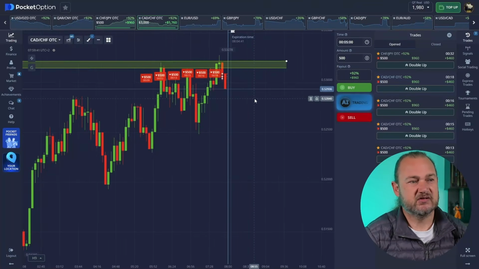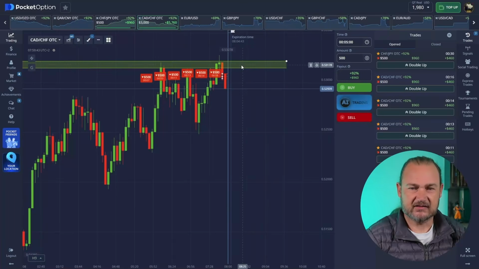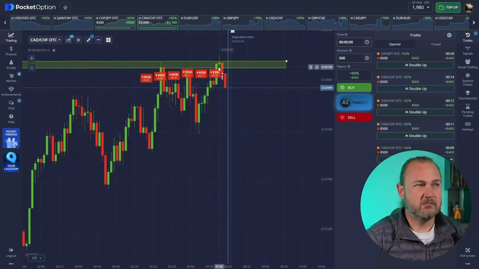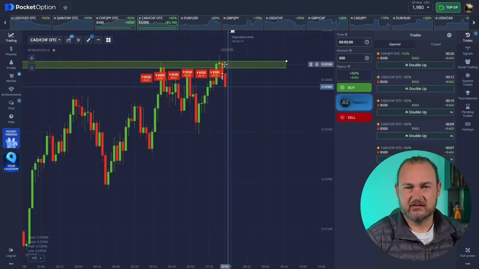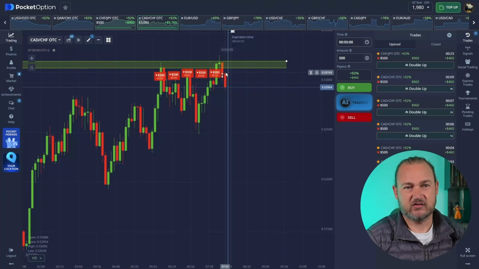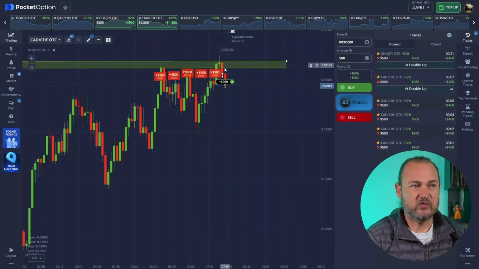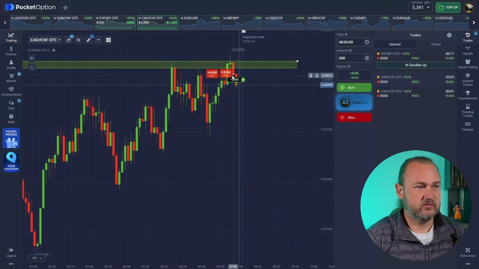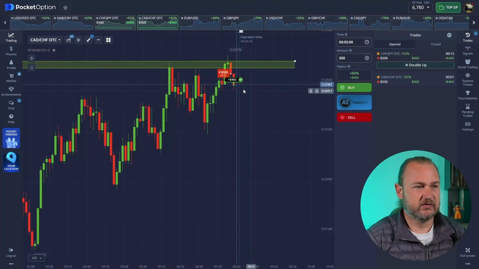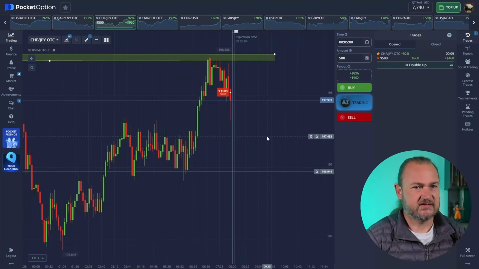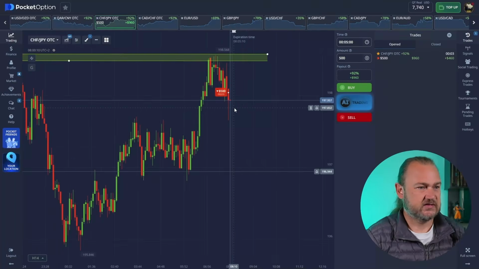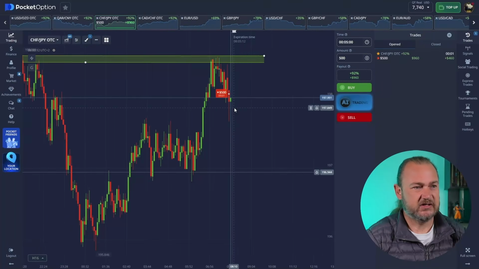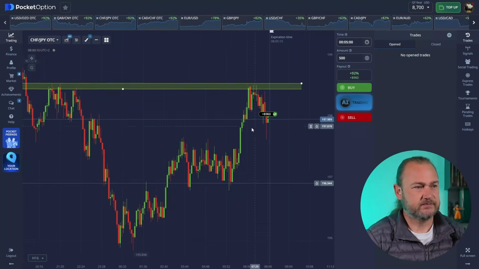It's important to note that you don't always have to take a trade right on a level. It is much better to wait a little bit and see if the rejection does take place or if the bounce does take place. There we go. All these trades are closing now. That's beautiful. And this one has got a few seconds left as well. Let's just give it those seconds and it'll be done. We're finished.